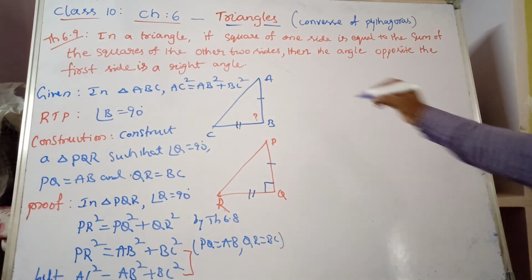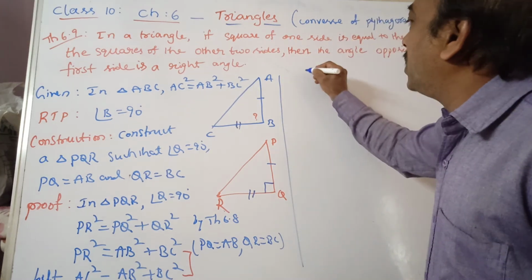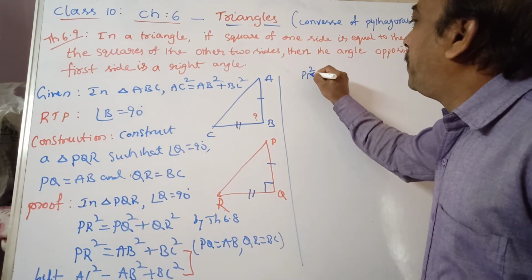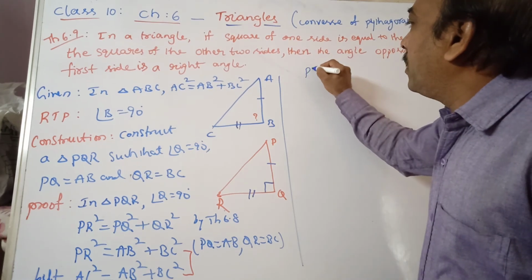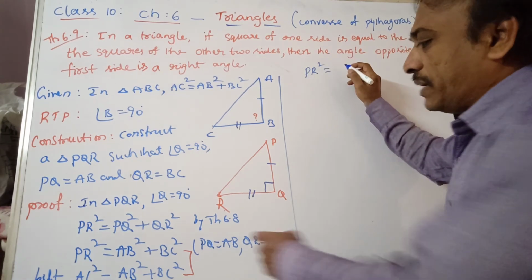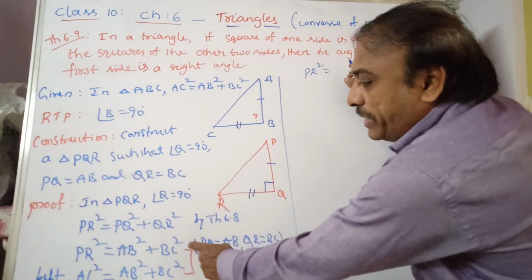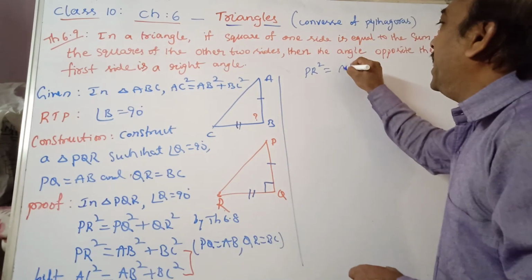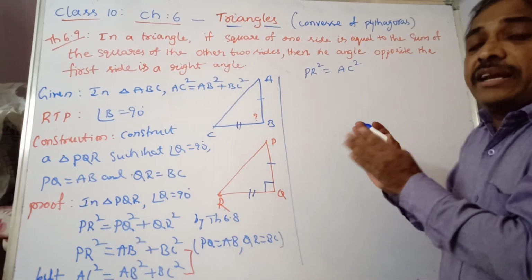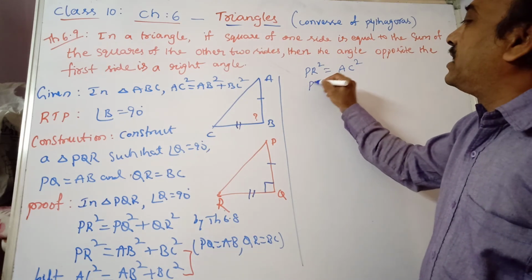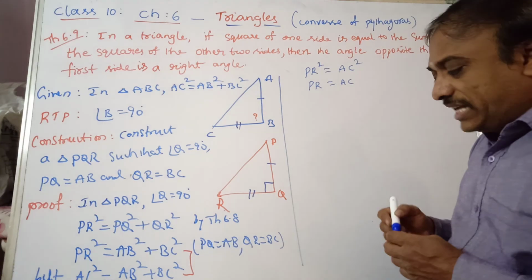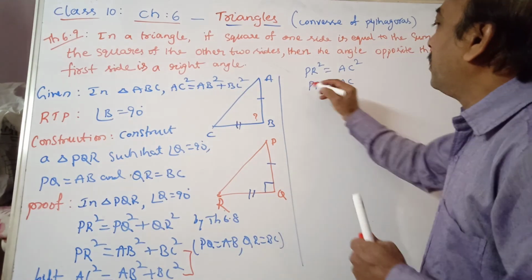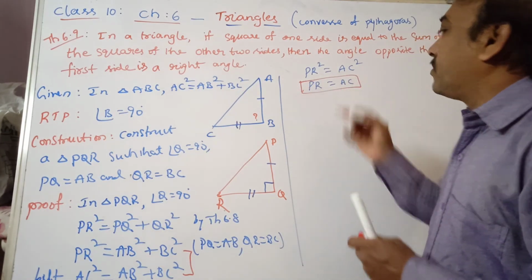Here I am writing PR square is equal to AC square. If the squares are equal, then we can equate the numbers, that is PR is equal to AC. This we proved. Now you see, PR is equal to AC.